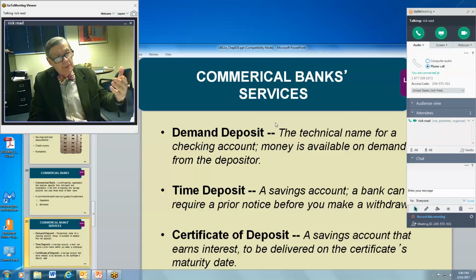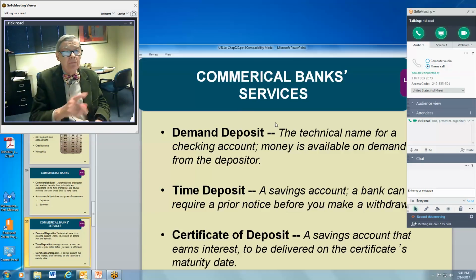And so there may be some other penalty that they charge for early withdrawal for that type of thing. Much different than a regular savings account. There's no time on a regular savings account.